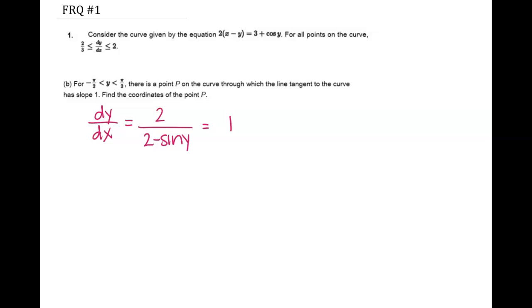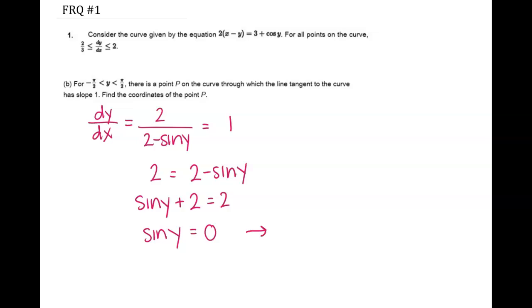Now if we multiply both sides by 2 minus the sine of y, we get 2 equals 1 times 2 minus the sine of y. I'm going to add sine y to both sides just to make everything positive. It looks nicer. We get sine y plus 2 equals 2. Subtract 2 from both sides. Sine of y equals 0. And between negative pi over 2 and pi over 2, sine of y equals 0 when y equals 0.